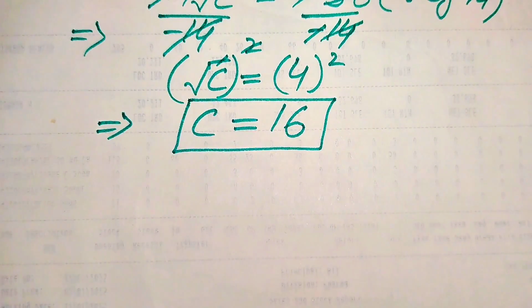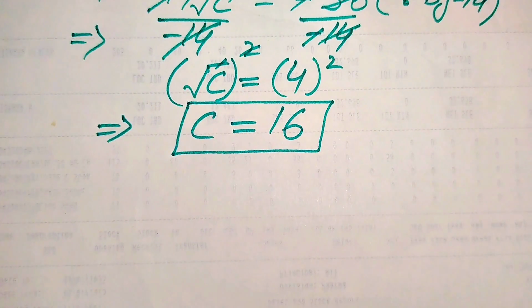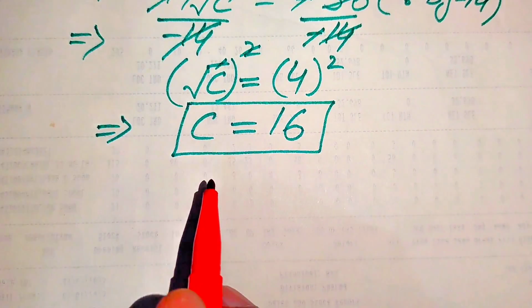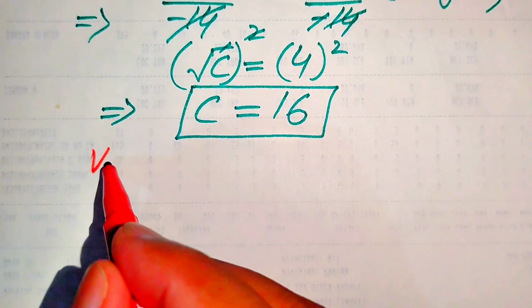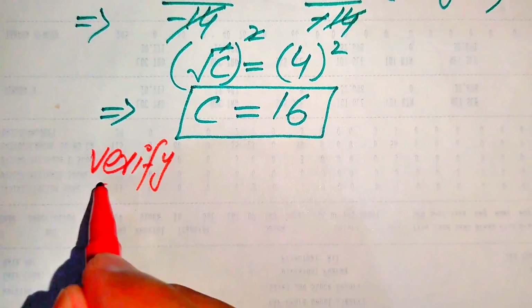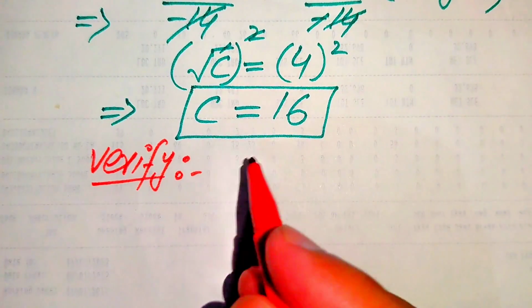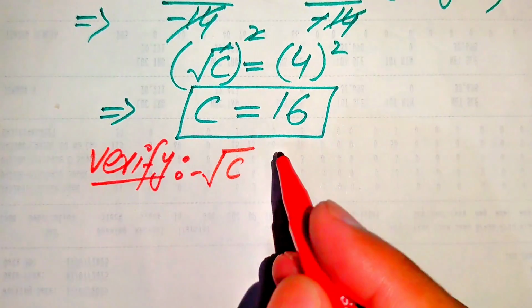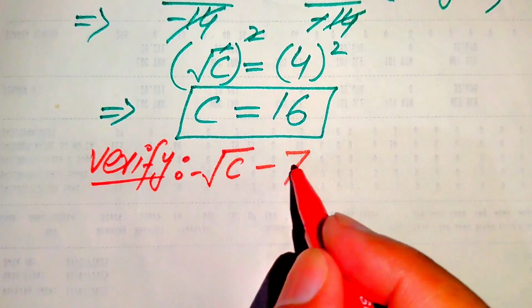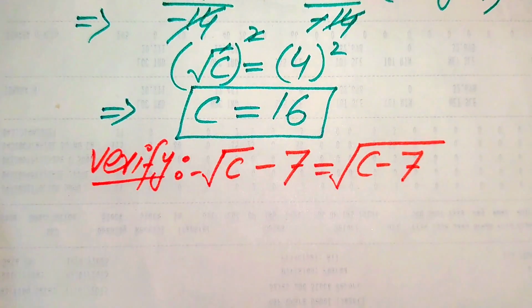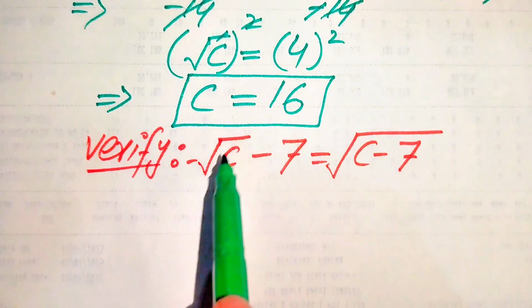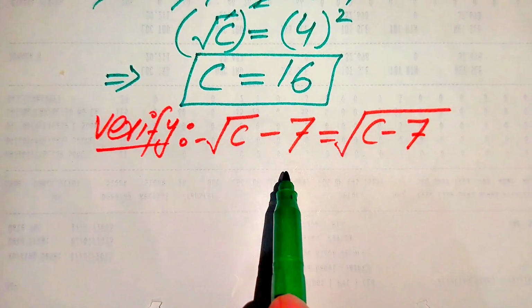And now in the next steps we check whether this value of c satisfies our given question statement or not, or in other words we check whether c is the solution or whether this value of c is an extraneous root. For this we verify this value of c, and now we first copy down the given question statement. Here it is square root of c minus 7 is equal to square root of c minus 7, and now here we just substitute this value of c on both of the sides of this equation.